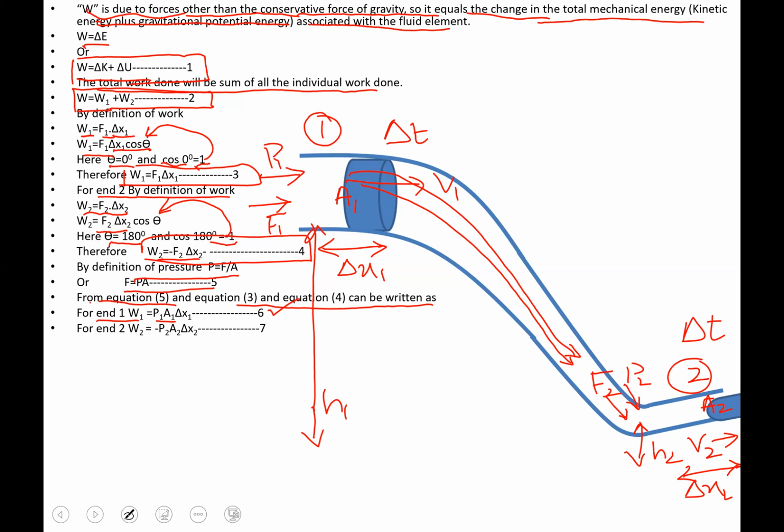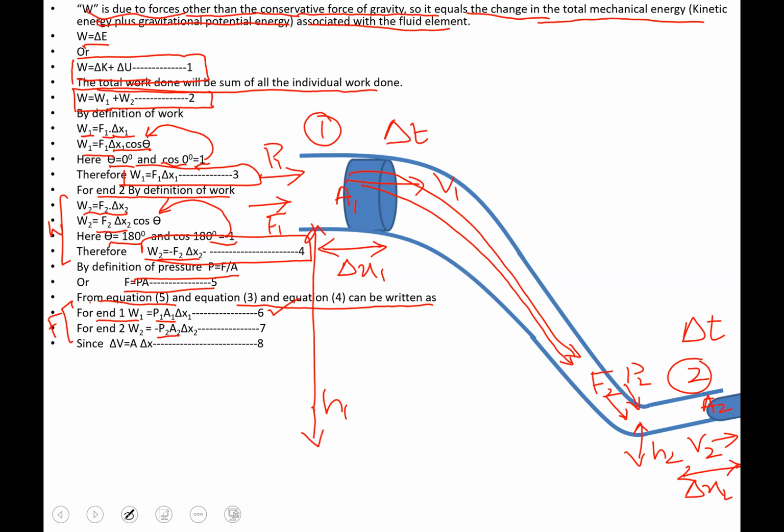Similarly, in the case of the second end or the lower end, W2 will be minus because the force and displacement are in opposition. Instead of force, we are putting P2 A2, and the displacement part is delta X2. So now we have equation 6 and equation 7. First we were discussing work, now we are discussing force.